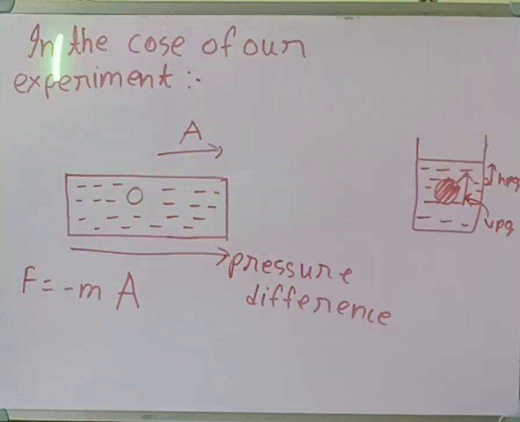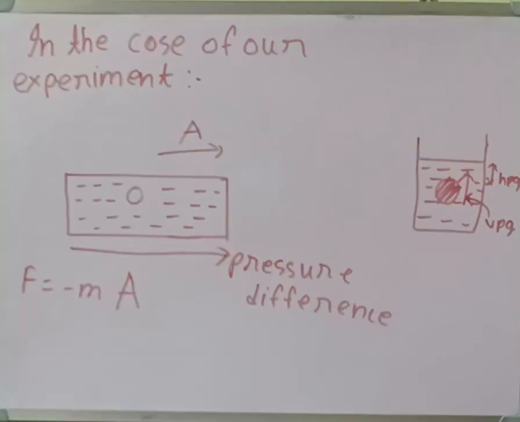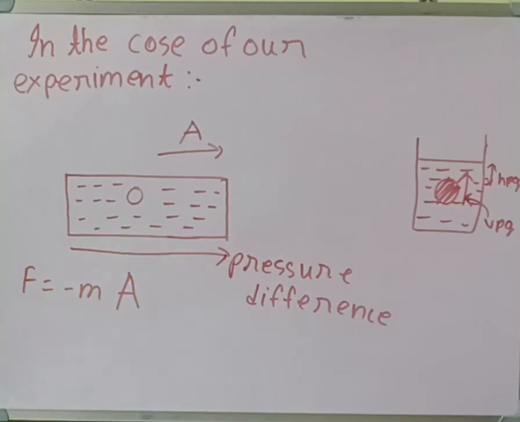Now let's return to the case of our experiment. In our experiment, instead of gravity or gravitational acceleration as in the previous case, we have this capital A, which is a pseudo acceleration that comes out from this formula, F equals minus m into capital A. This capital A is a pseudo acceleration on any object, maybe the bubble or the water, according to the frame of the bottle.